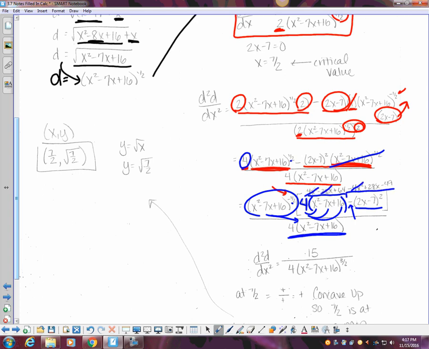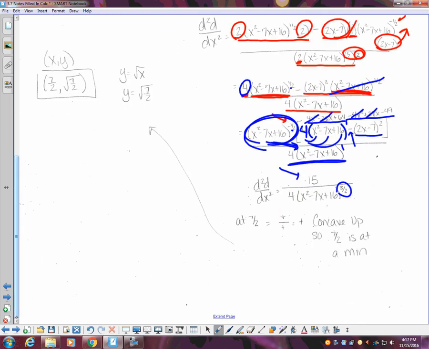These canceled, and I'm left with a positive 64 and a negative 49. So that's where the 15 came from on top. I moved this negative 1/2 down to the bottom with that 1, and 1 plus the 1/2 gives me the 3/2. So this is my second derivative. Well, I need to know what it is at 7/2. The top's going to be positive no matter what. Then I took my calculator and plugged 7/2 into this with the 4 to the 3/2, and I got a positive. So it's positive over positive, so we're going to be concave up. So 7/2 is at a minimum.